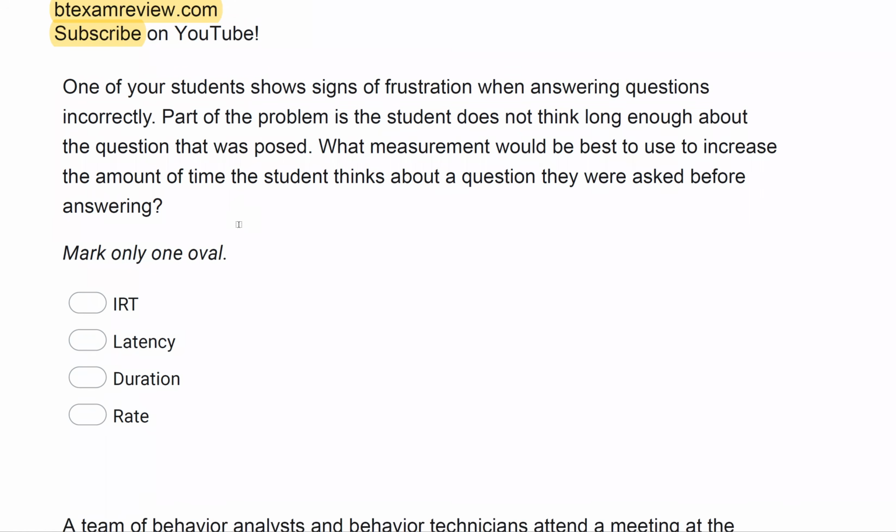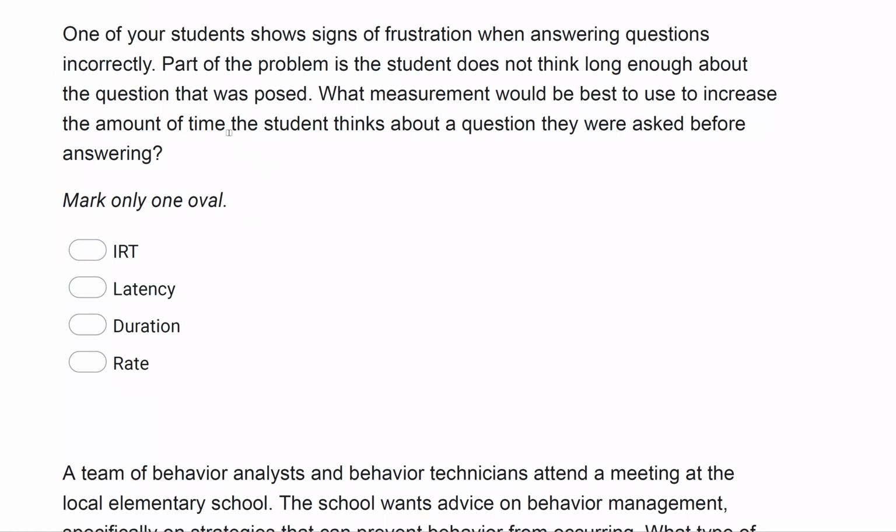One of your students shows signs of frustration when answering questions incorrectly. Part of the problem is the student does not think long enough about the question that was posed. What measurement will be best to use to increase the amount of time the student thinks about a question they were asked before answering? All right, so measurement question, and we are looking at some sort of continuous measurement here.